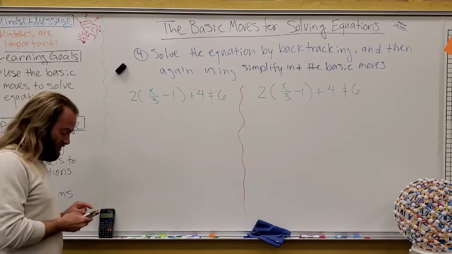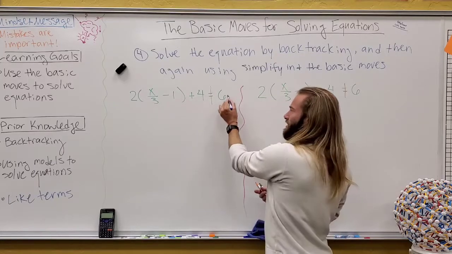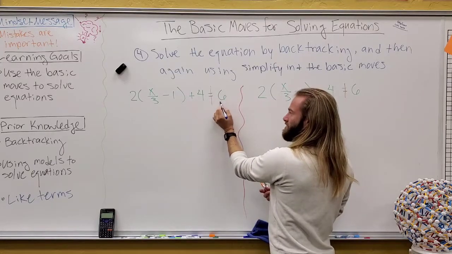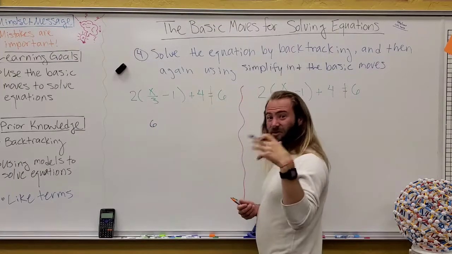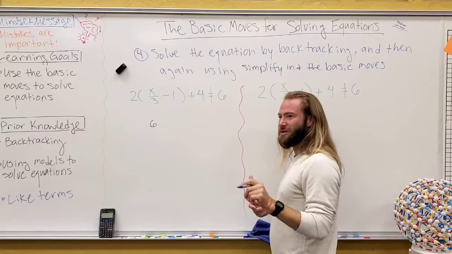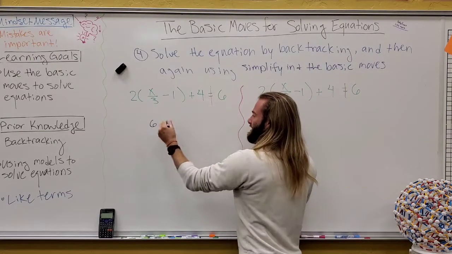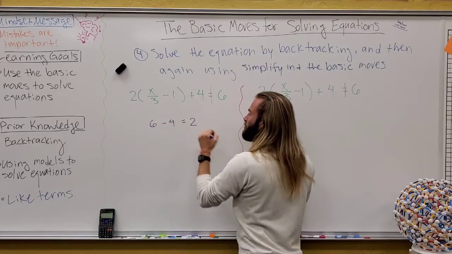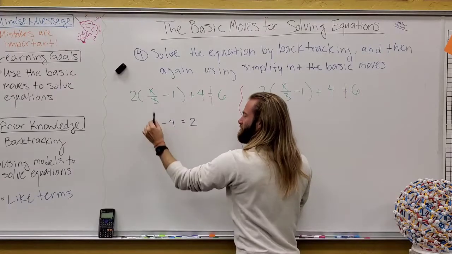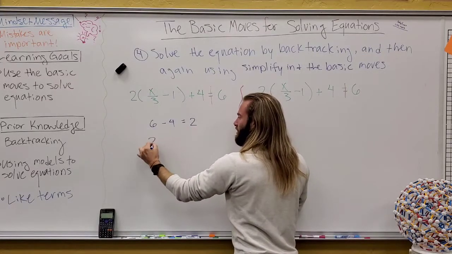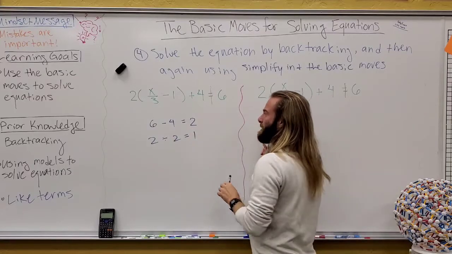Okay, so let's take a look here. Remember that if I'm backtracking, we think of this as my ending number. So I'm just, for now, going to do it like we've learned to backtrack before. I'm not going to use the basic moves and the balancing idea. Adding 4 was the last thing. So I'm going to do 6 minus 4 equals 2. And then we multiplied by 2 prior to adding 4. So I need to take this 2 and divide it by 2. And that gives me 1.